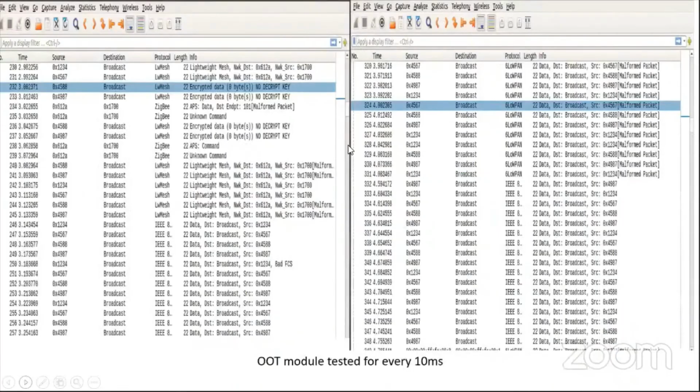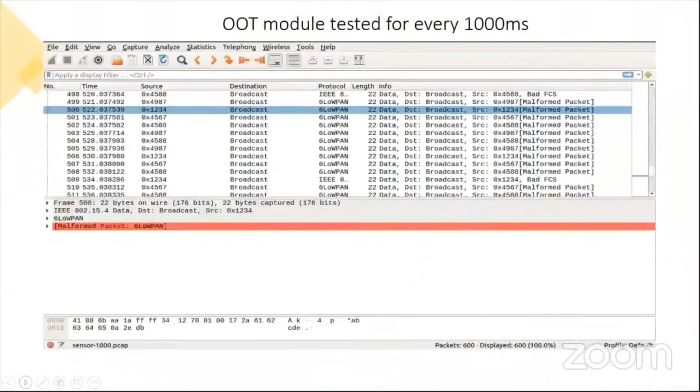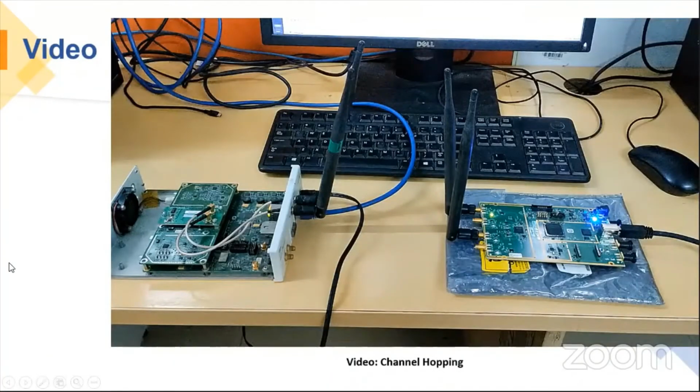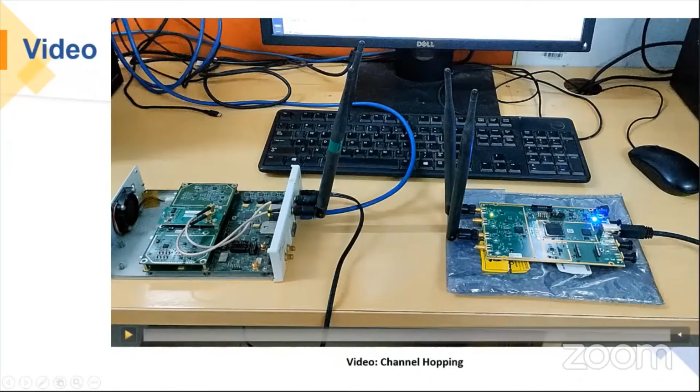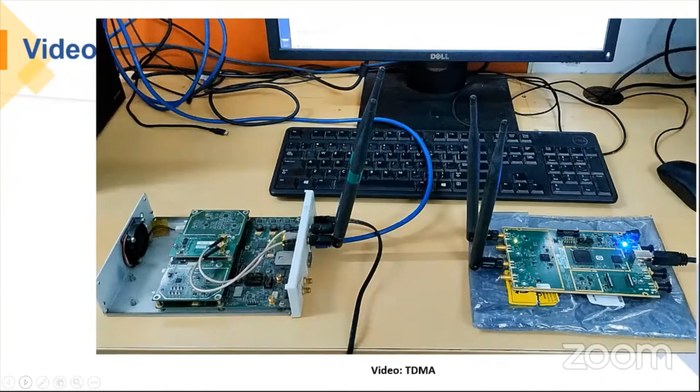These are some of the results to validate that the out of tree module is working properly within a 10 millisecond time slot, and we also have frequency hopping for 4 frequency channels, not more than that. This is basically a video of the working of the out of tree module.